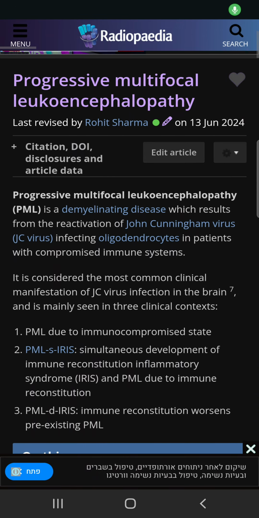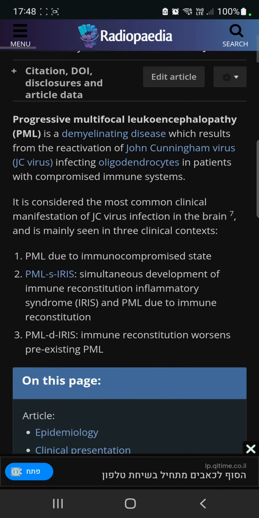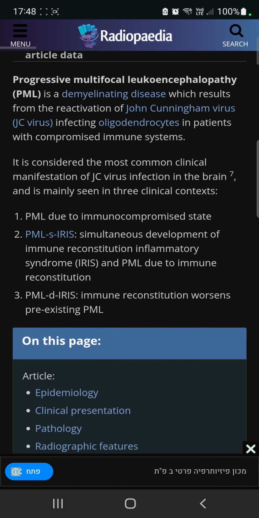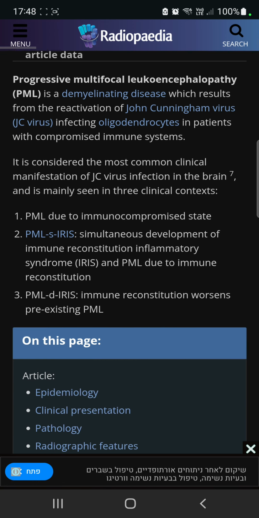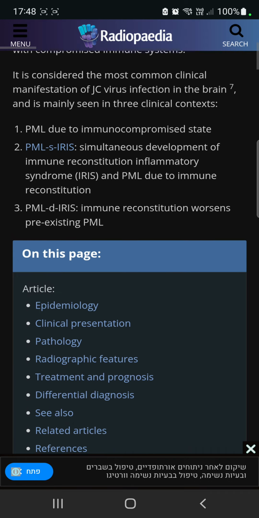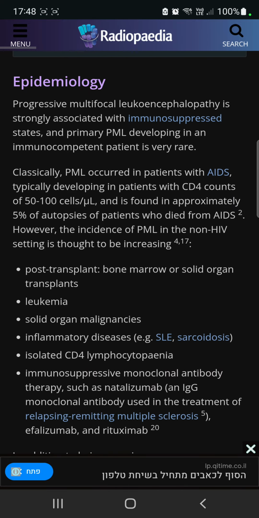Okay, so let's talk about progressive multifocal leukoencephalopathy, abbreviated as PML, which is a demyelinating disease caused by the JC virus, which infects the oligodendrocyte and therefore causes demyelination. Now, JC virus usually happens in immunocompromised patients, especially in HIV patients, when the CD4 count is going down.